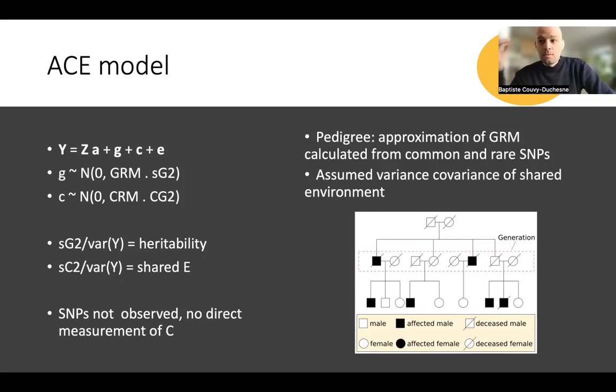But one could just make different assumptions and fit a slightly different C matrix, which, for example, could contain the number of years that the twins have lived together or other more fine-grained measurements.